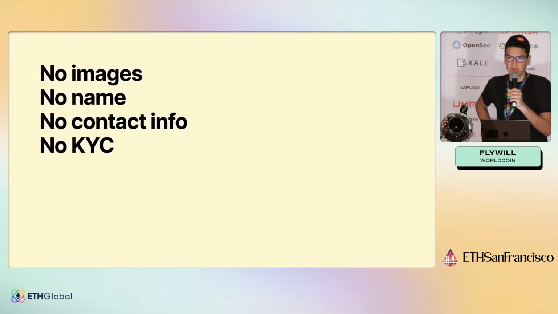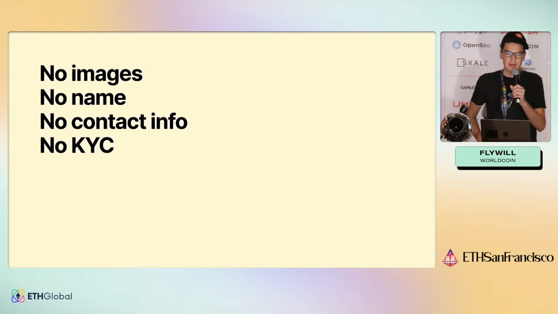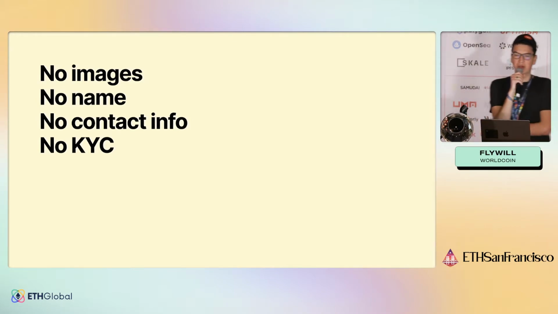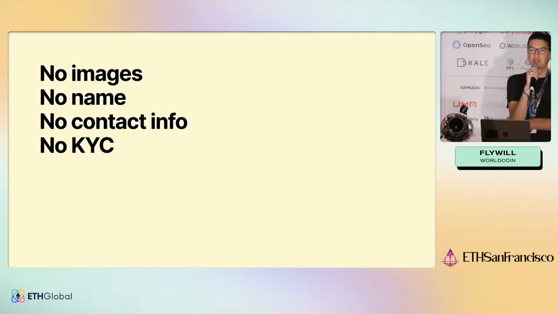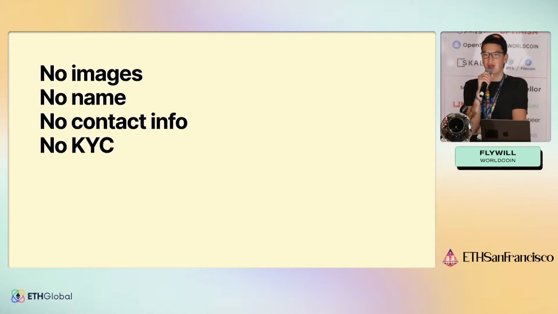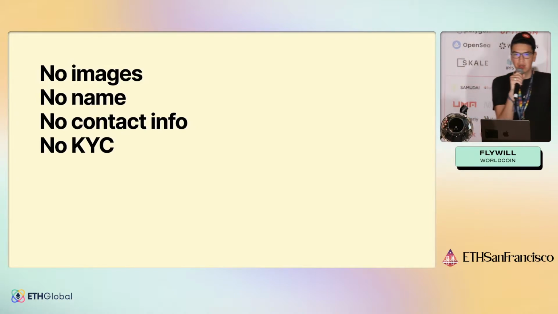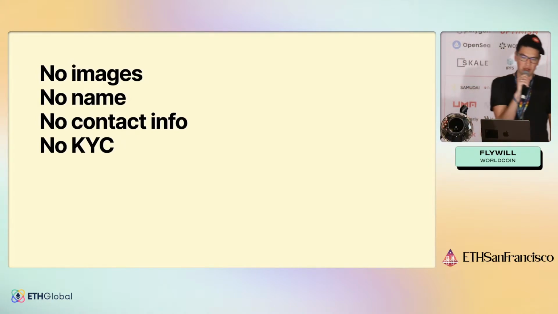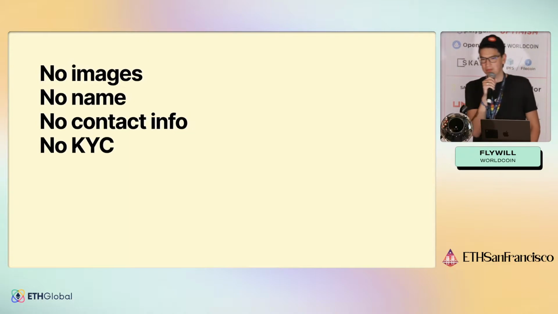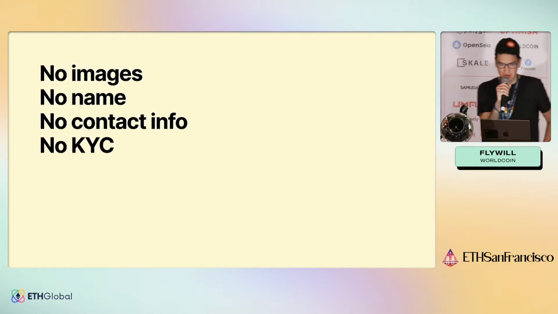What the orb does is it takes a picture of your iris, computes something called an iris code on device, destroys the pictures, and then with that iris code, it's able to check that you're a unique person, not previously registered. So there's no need for contact information, KYC, passport, and any other type of personal information.